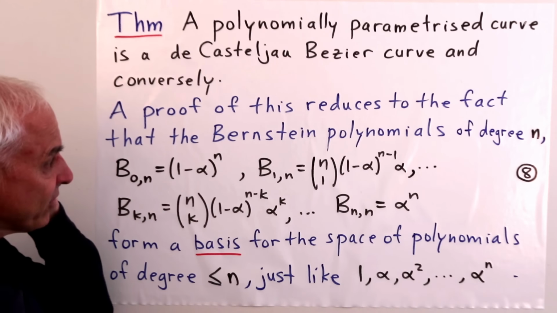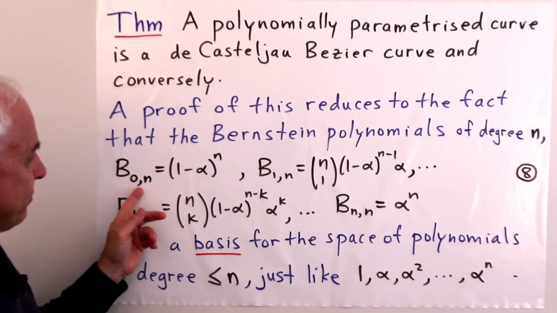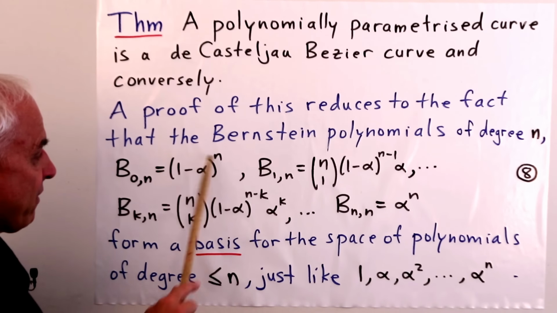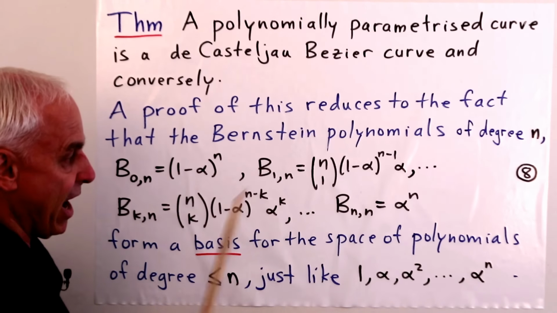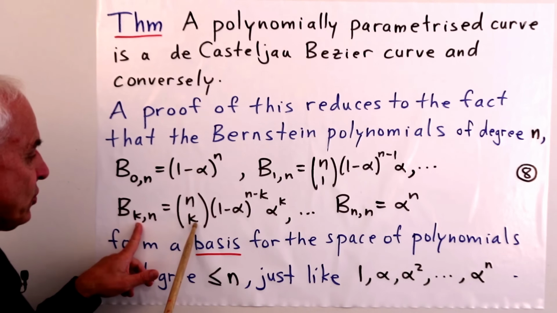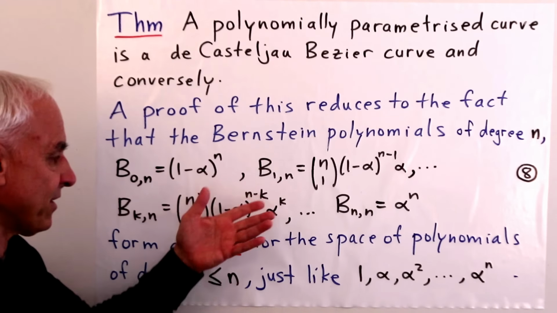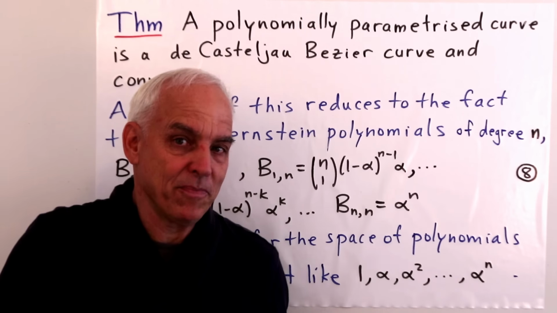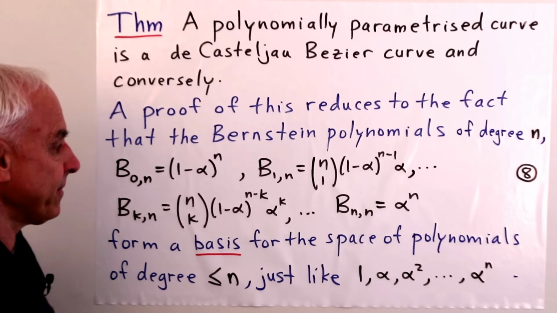And the proof of this really reduces to the fact that the corresponding Bernstein polynomials of degree n, and here are the formulas for the degree n Bernstein polynomials. B0n is (1 minus alpha) to the n, and then B1n is n choose 1, times (1 minus alpha) to the n minus 1, times alpha. The kth one is n choose k, times (1 minus alpha) to the n minus k, times alpha to the k, and the nth one is just alpha to the n. So these are just the familiar constituents of the binomial theorem applied to expanding (1 minus alpha plus alpha) to the n.